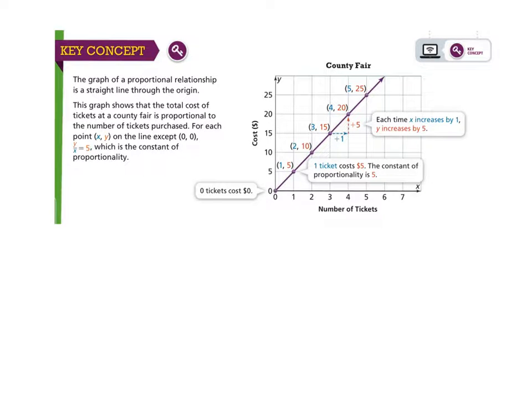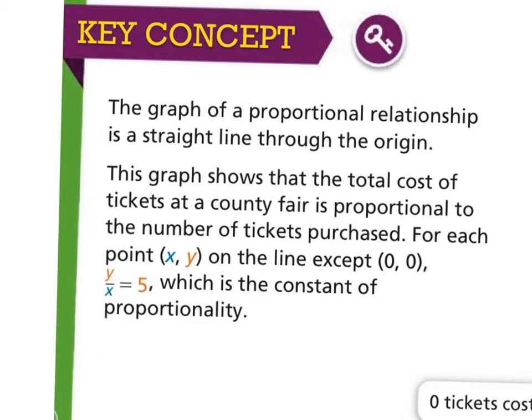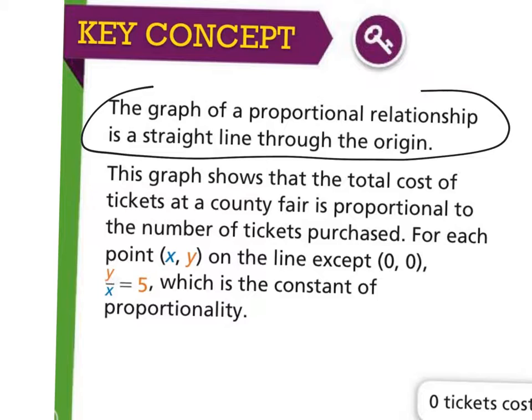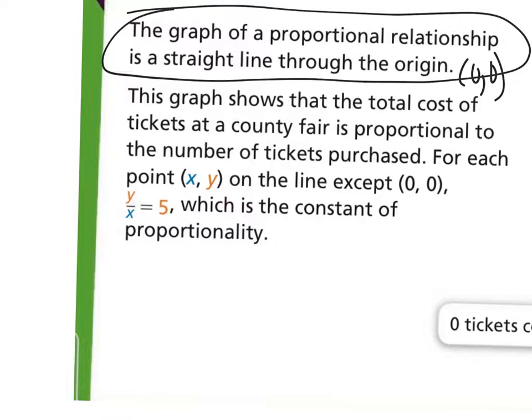So the key concept, again, like we've talked about, if we have a proportional relationship, it's a straight line through the origin, or in other words, through the point 0, 0. If it's proportional, y divided by x, our constant of proportionality, is going to be the same for any point that we pick, except for 0, 0. We can't take 0 divided by 0. We can't divide by 0.